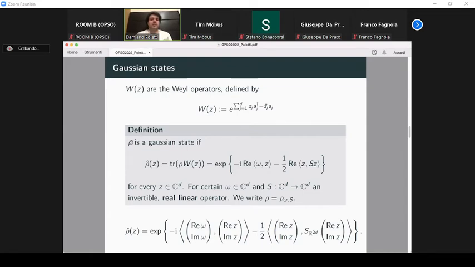And we say that rho is a Gaussian state if this quantity, which depends on rho and on the Weyl operators, is a function of this expression. The first thing one notices in this expression is that it depends on two things. The first is a vector, omega, which is called a mean vector, as the mean of a classical Gaussian random variable, and S, which is the covariance operator, as the variance-covariance matrix of a classical random variable.